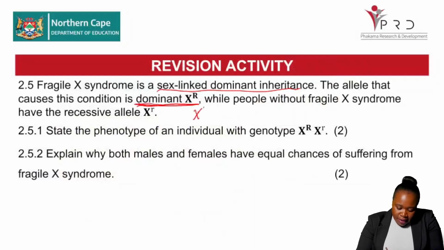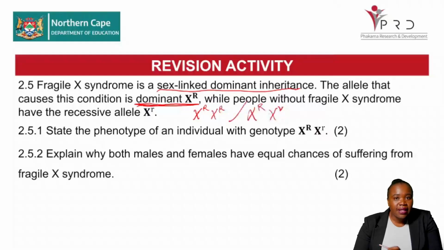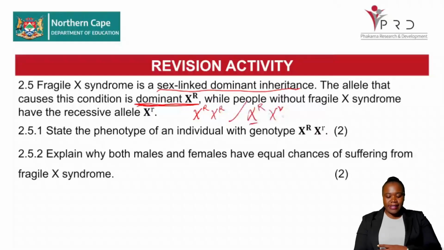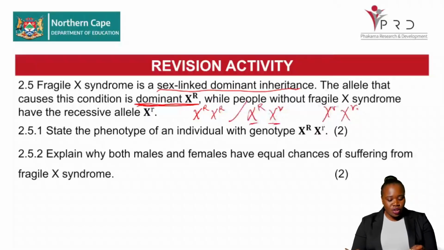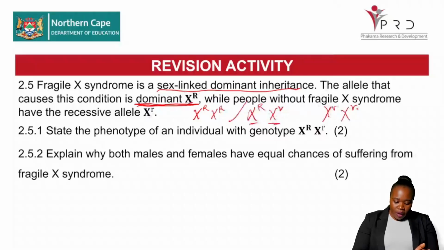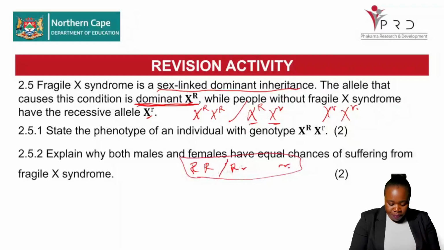Okay, we have some questions here, but before we get to the questions, remember, if a person has X capital R, they have Fragile X. If a person has X capital R, X small r, they still have Fragile X, because the dominant allele is going to mask not having the disorder. However, if the person has X small r, they are not going to have that syndrome. Make sure that when you answer a question on sex-linked, you use the correct annotation, because if you say capital R capital R, or small r small r, this is incorrect.